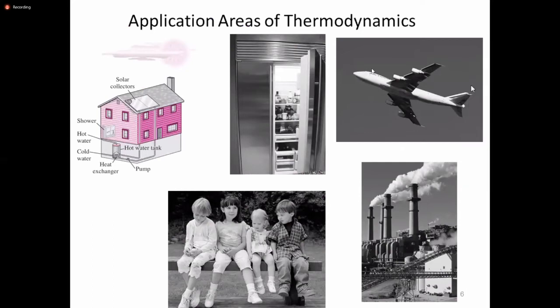There are different application areas of thermodynamics, such as in our household itself. You can find different applications, like the water pump. The pump is used to take water from low head and deliver that water to high head. It's the energy reservoir, high head potential and low head potential. Then your refrigerator, your electric fan, your TV, your human body.